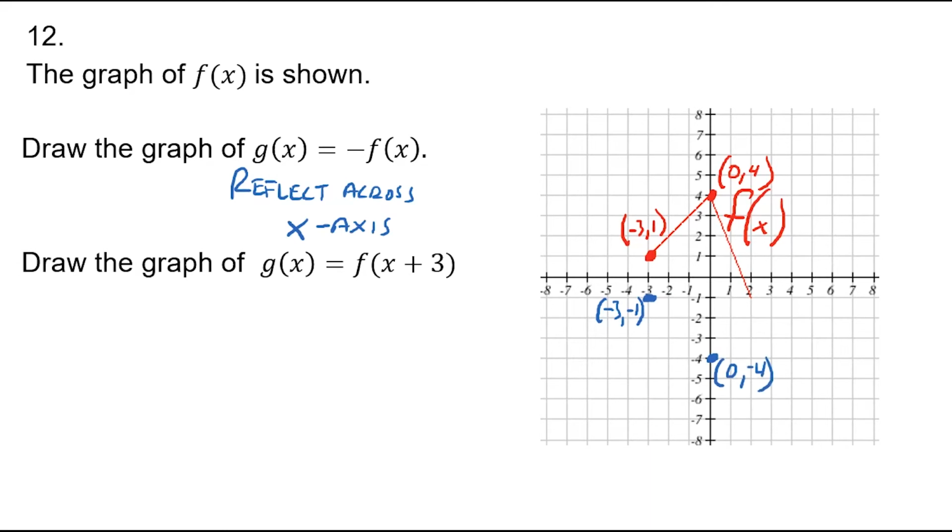Finally, we take, let's see, this is 2 comma negative 1. And when we reflect this across the x-axis, we end up with 2 comma positive 1. Okay, so let's go ahead and connect these dots. So here is our graph of negative f of x.